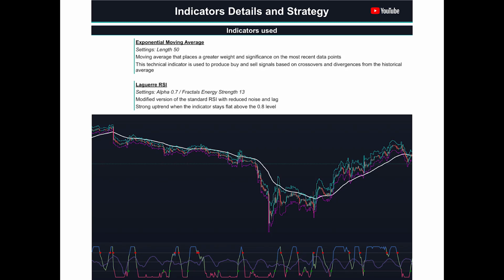Today I have a new trading strategy which I'm going to backtest for you over 100 trades. I'll first tell you about the indicators we're going to be using, show you a few examples, and then perform the backtest.